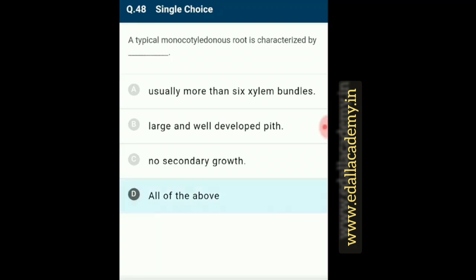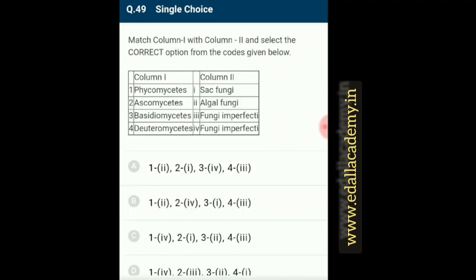All of these: usually more than 6 xylem bundles, large and well developed pith, no secondary growth. Question number 49. Match column 1 with column 2. From column 1, Phycomycetes. Fungi are showing wide diversity based on various features like spore formation and fruiting bodies. Fungi are categorized into Phycomycetes, Ascomycetes, Basidiomycetes, and Deuteromycetes.